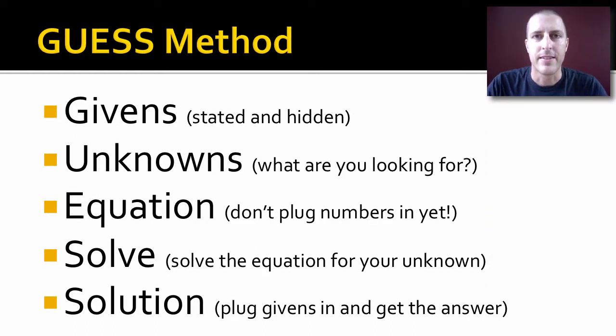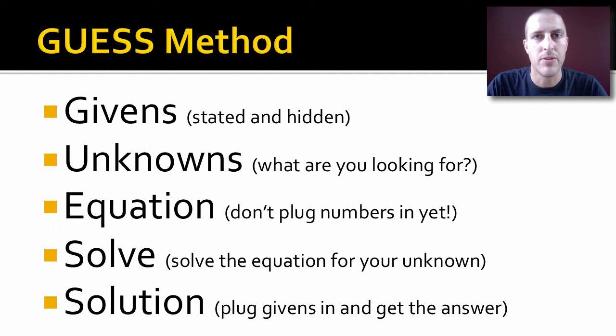Now another important thing in this class is you need to show your work. Just finding the answer is not good enough. You need to show explicitly how you got that answer. And a good way to do that is the GUESS method. So the GUESS method is to help you remember what all you need to show. So the G stands for givens. You need to read through a problem and write down what each given is. What do we know from the problem? Do we know the velocity? Do we know the time? Do we know the distance? Write all that stuff down.